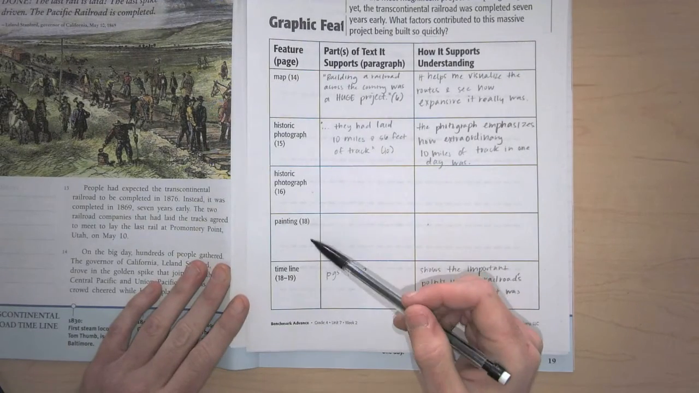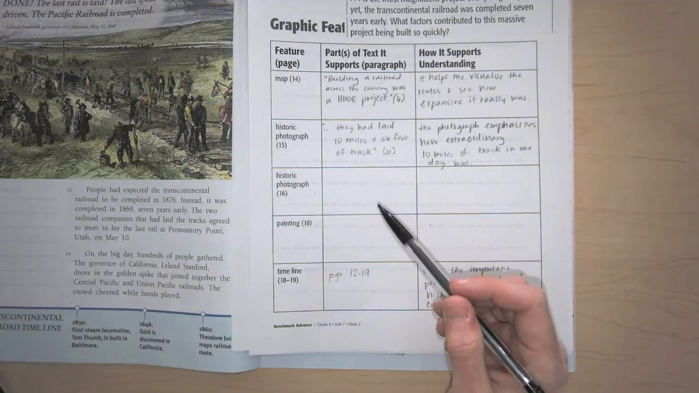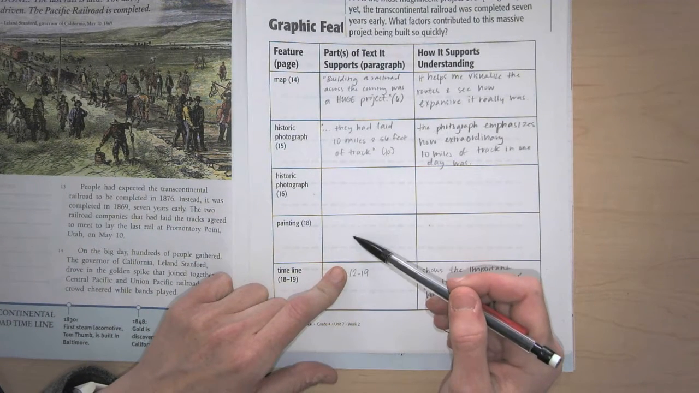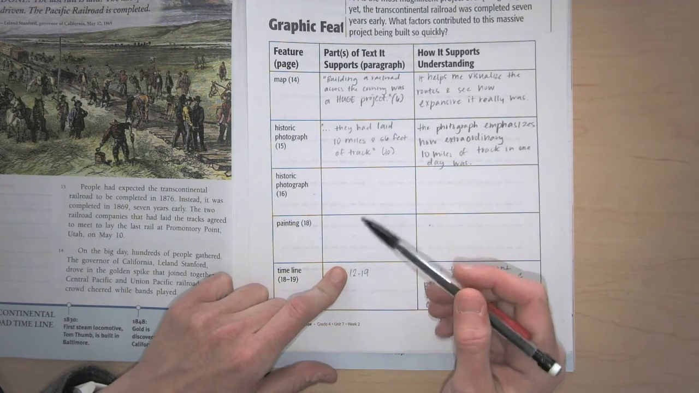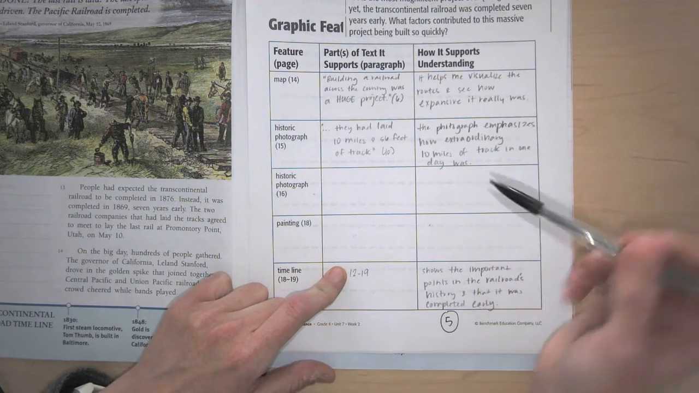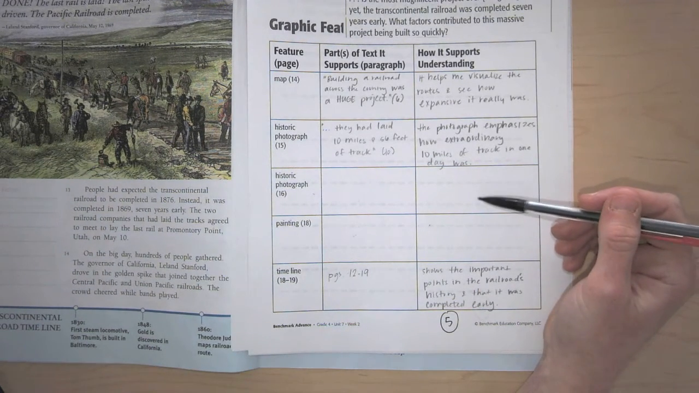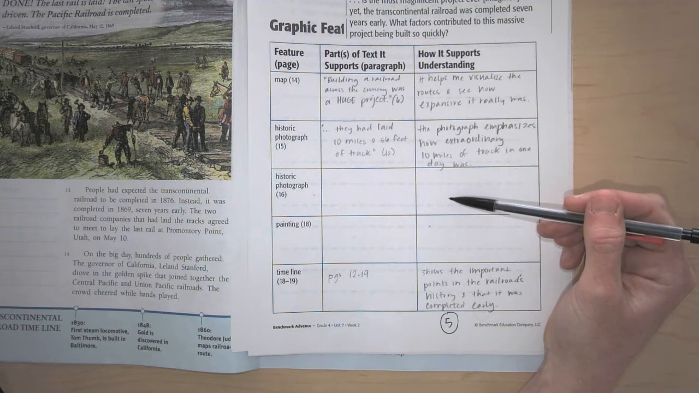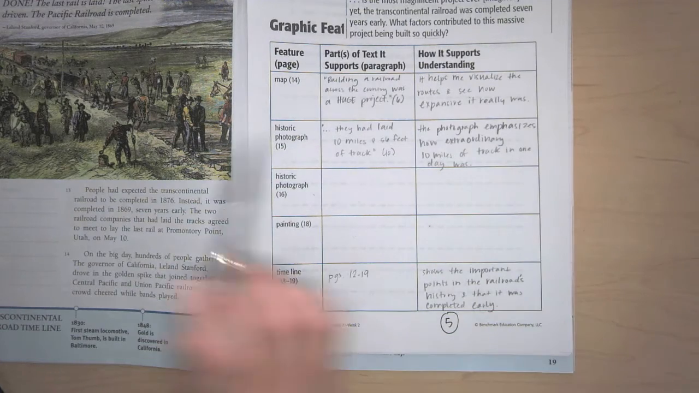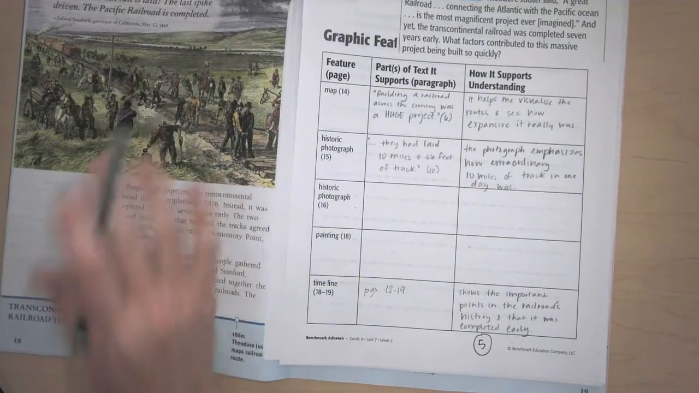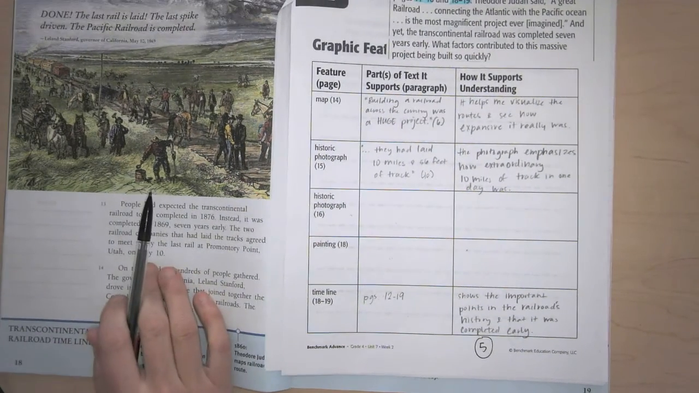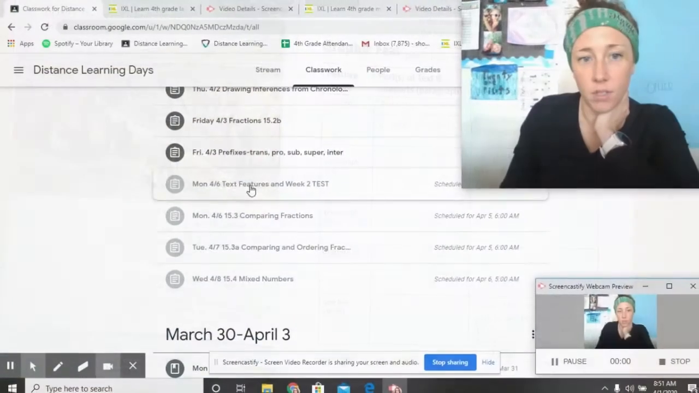So now what you're going to do is you're going to go back, look at the picture, the photograph on page 16, the painting on 18, quick skim through the paragraphs. Which paragraphs are those two text features describing? And then how did it help you understand? There's really not a wrong answer here as long as it makes sense with whatever paragraph you found. Different text features help people understand things in different ways. So maybe something would pop out to me in this painting that wouldn't pop out to you. But as long as it's helping us comprehend what we read, that's fine. So stay tuned and I'll tell you what I accept.